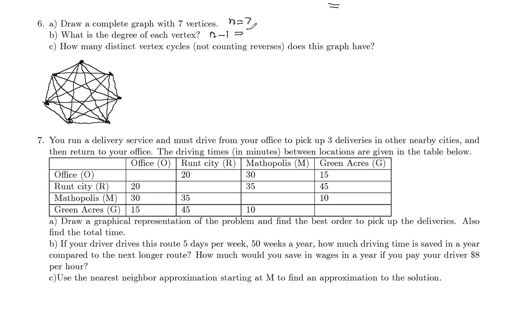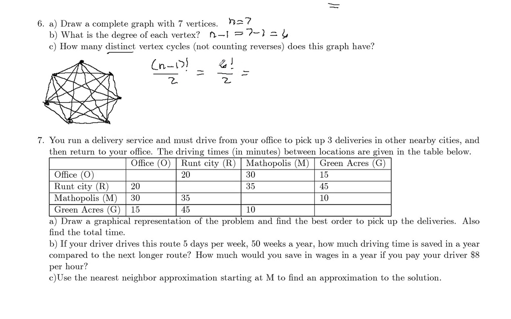So n minus 1 is 7 minus 1, which is 6. And then how many distinct vertex cycles? That was a formula that we worked out in class. Remember, that's (n minus 1) factorial divided by 2. So n minus 1 is 7 minus 1, or 6. So this is 6 factorial divided by 2.